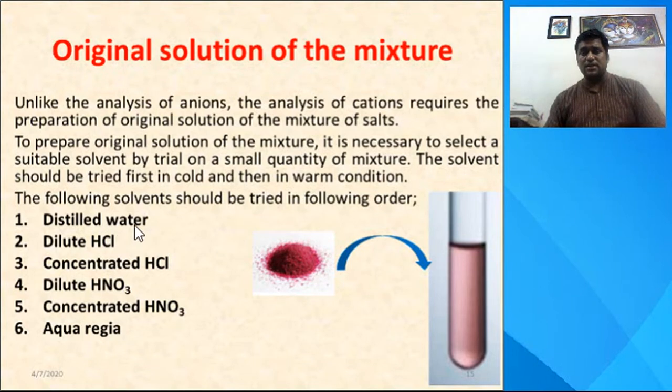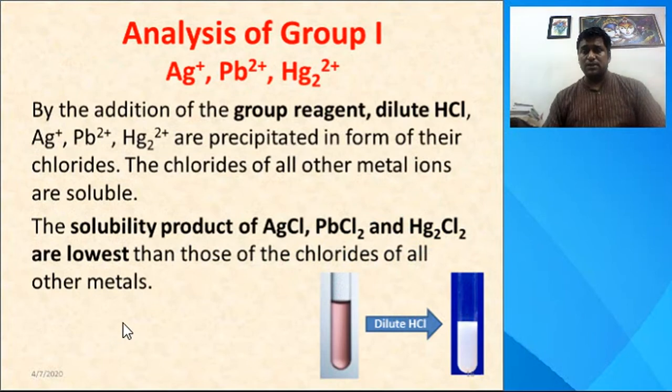The first solvent we try is distilled water, first in cold condition, then in warm condition. If the mixture is not soluble in distilled water, then we go for dilute HCl, similarly in cold and warm condition. If it is not soluble in dilute HCl, then we go for concentrated HCl, again in cold and warm. And similarly we go for dilute HNO3, concentrated HNO3, and aqua regia. Once a suitable solvent is selected, we prepare our original solution. Once the original solution is ready, we go for group wise analysis.